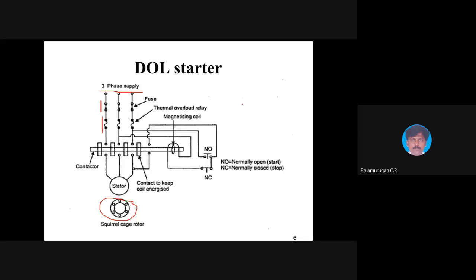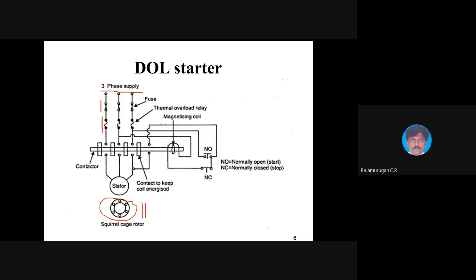If the question asks you to draw the symbolic representation of the squirrel cage rotor starter, you can draw this. Here we have the contacts, and here we have a magnetizing coil. These contacts are all interconnected. We have the R, Y, B supply, then we have a magnetizing coil.